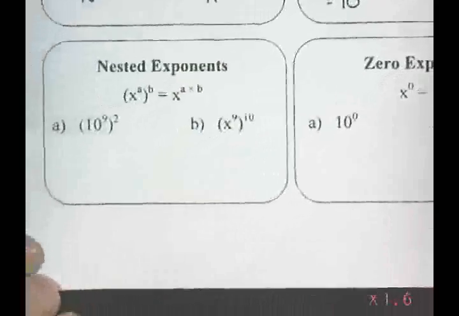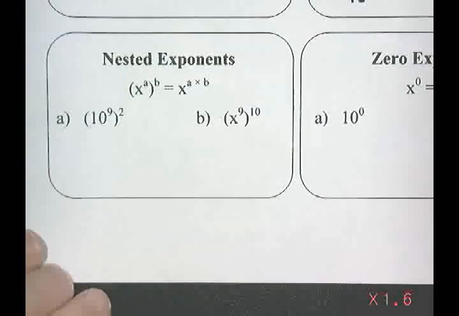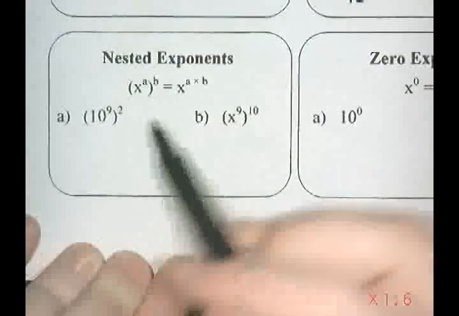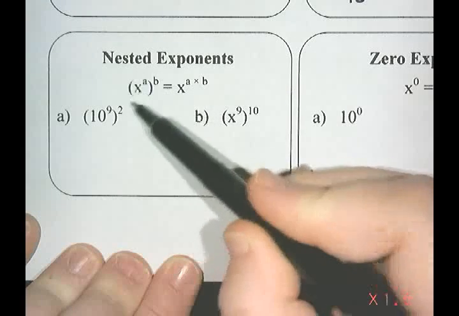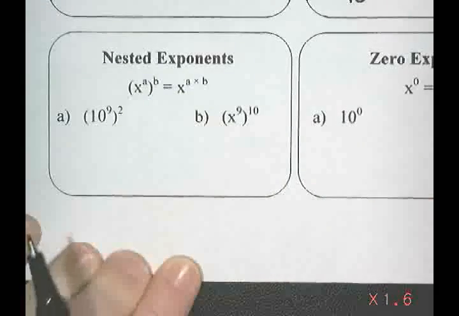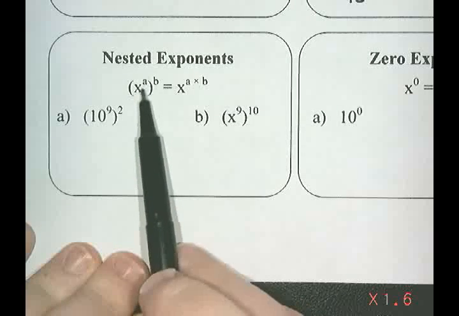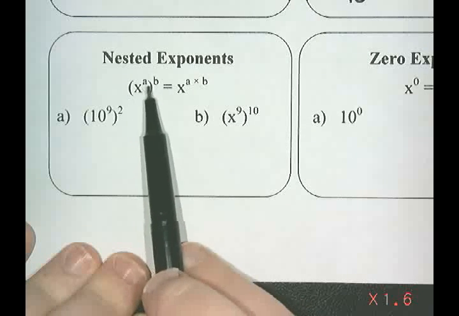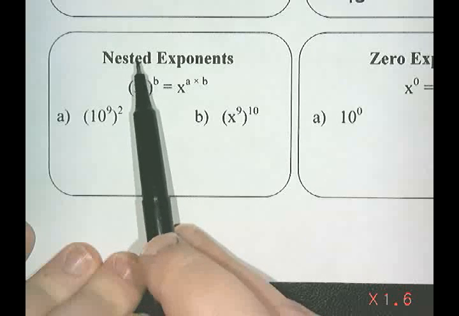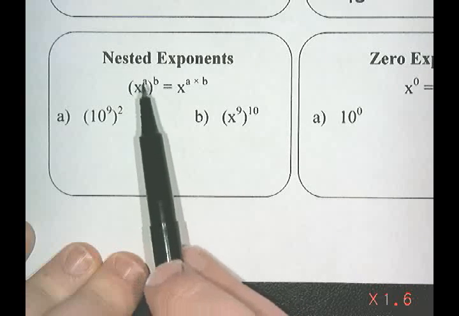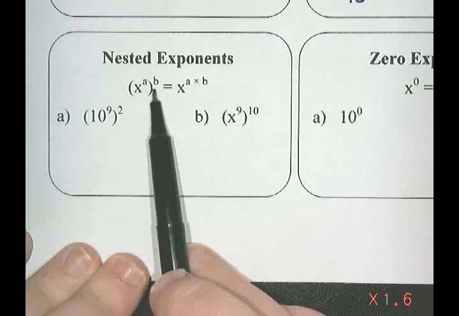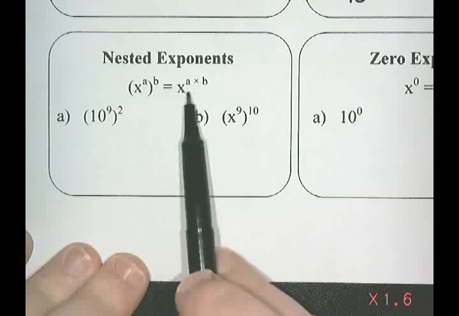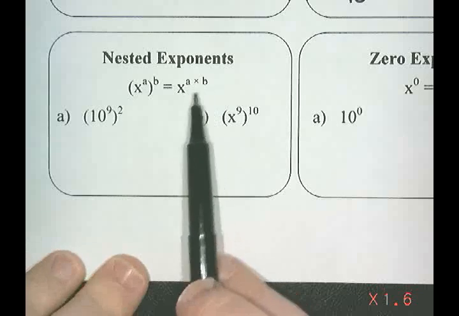Nested exponents, sometimes known as power of a power, usually are ones that have a bracket. So here we have x to the a, we have a big bracket, and then we have another power of b. So sometimes they're called power of a power because there's an exponent on top of another exponent. Sometimes they're called nested exponents because they have brackets, like they're all in their own individual little nests. And the rule for this is that when you have the bracket, you multiply. So we do a times b.